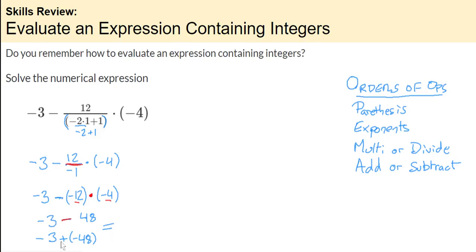But this might help. You can say, oh, same sign. They're the same. So your answer is going to be negative. Same sign, you take the sum. Right, so take the sum of their absolute values, or pretend the negatives aren't there and add them. So 48 plus 3, 51. So your answer is -51.